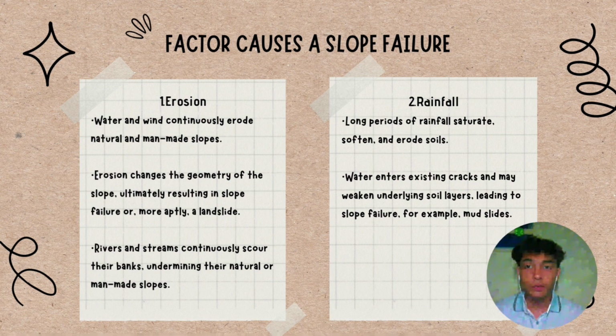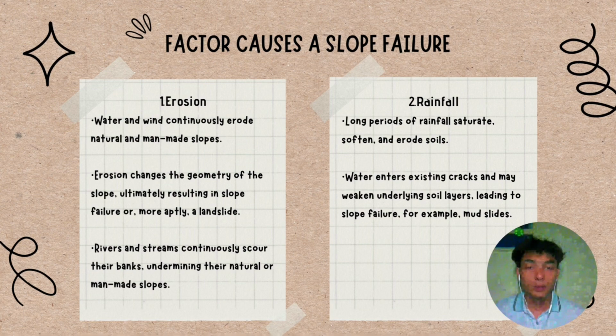I will talk about factors that cause a slope failure. First is erosion. Water and wind continuously erode natural and man-made slopes. Erosion changes the geometry of the slope, ultimately resulting in slope failure or, more aptly, a landslide. Rivers and streams continuously scour their banks, undermining their natural or man-made slopes.